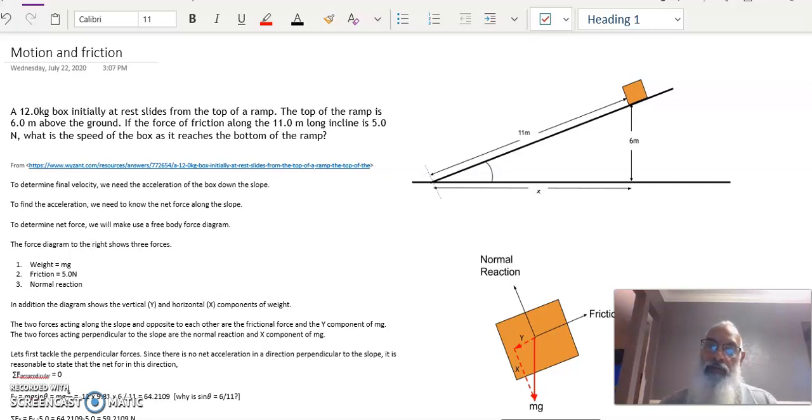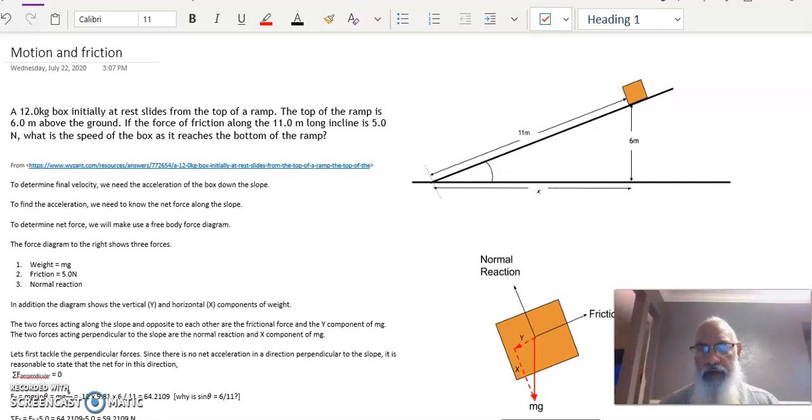So what we are going to do is try to find that force that's acting on the box along the incline as it slides, and using that value of force, we will work backwards and figure out the speed at the bottom. Okay, so here is what we are doing.